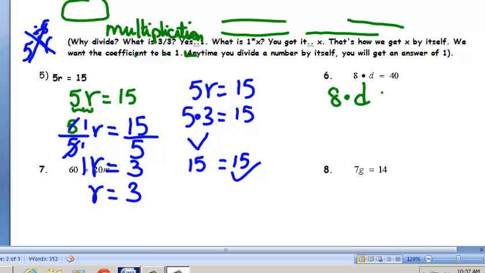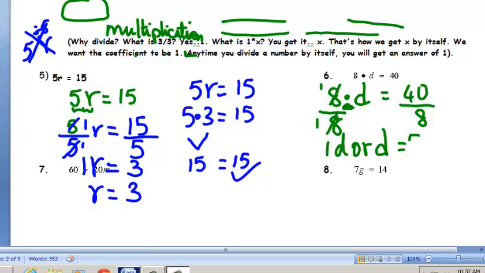8 times d equals 40. Again, multiplication is what's happening here. So undo it. So divide the 8 with the 8. Divide the 40 with the 8. These two cross out, 1 and 1. 8 goes into 40 five times. So 1d, or just a plain old d, equals 5.